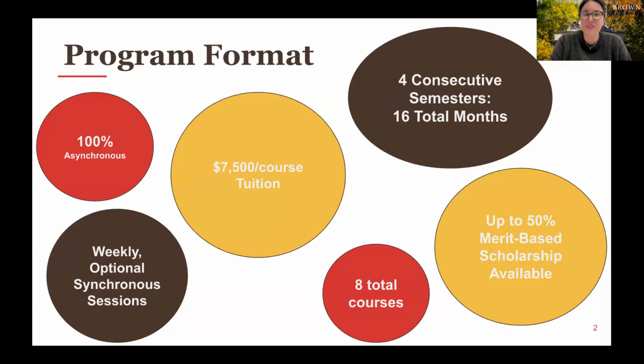As far as tuition goes, it is $7,500 a course, and we do offer merit scholarships of up to 50% of the tuition cost. When you submit your application for admission, you are automatically reviewed for these merit scholarships, and you'll receive a scholarship decision along with your admissions decision.